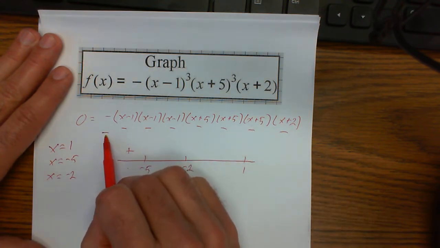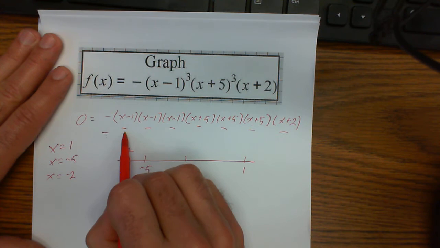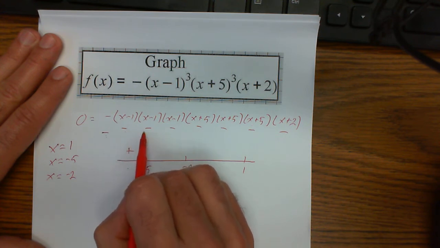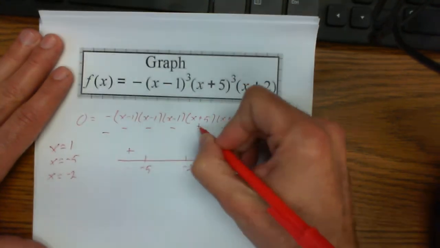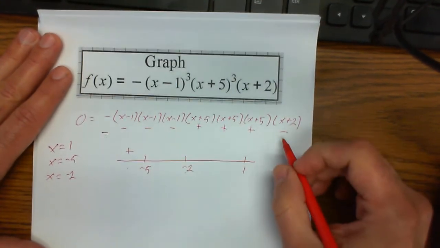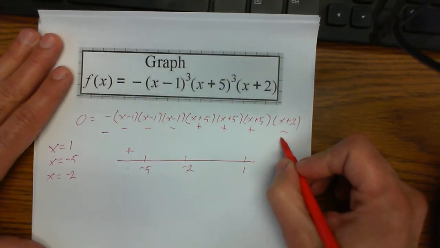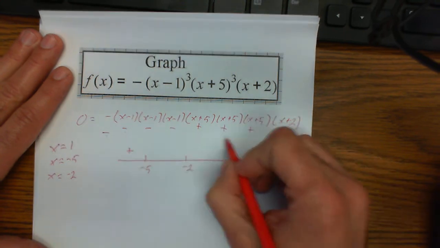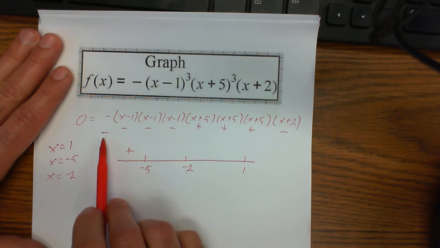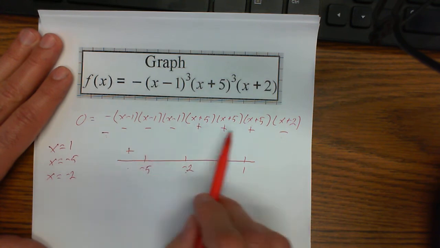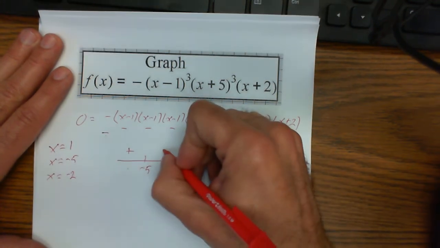But with negative 3: negative 3 minus 1 is negative, negative 3 plus 5 is actually going to be positive 2, and negative 3 plus 2 is negative. So ignore the positives. I know that's hard for some people. Just look at the negatives. Are they even or odd? 1, 2, 3, 4, 5. They're odd, so that is negative.